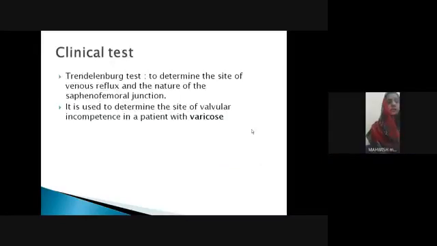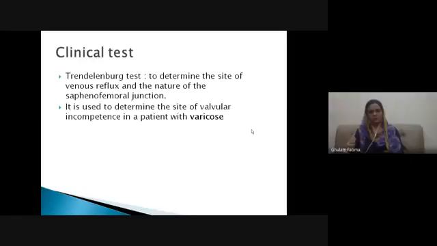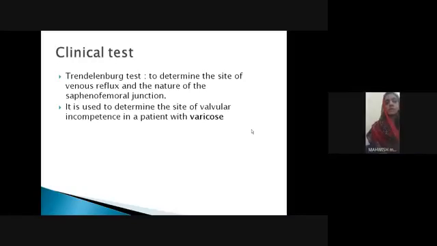Next, clinical test. We will perform the Trendelenburg test to determine the site of venous reflux and the nature of the saphenofemoral junction. It is used to determine the site of valvular incompetence in patients with varicose veins. What is venous reflux? Venous reflux is when venous valves don't function adequately, leading to reversal of blood flow through a vein during standing.